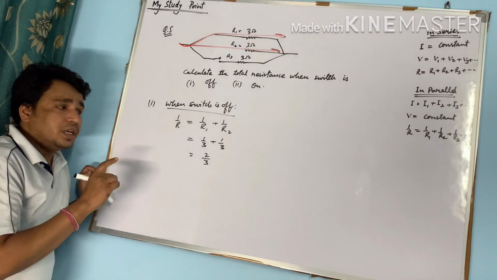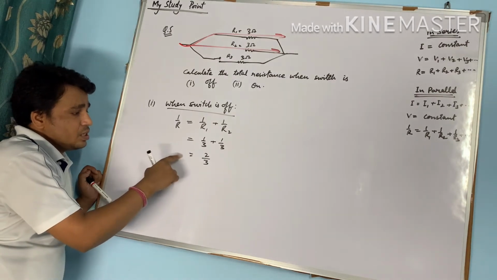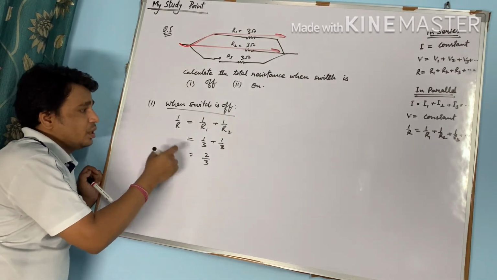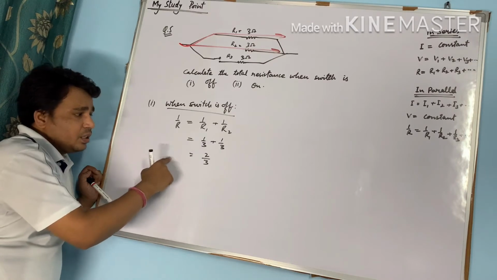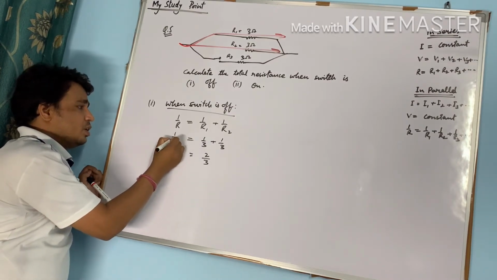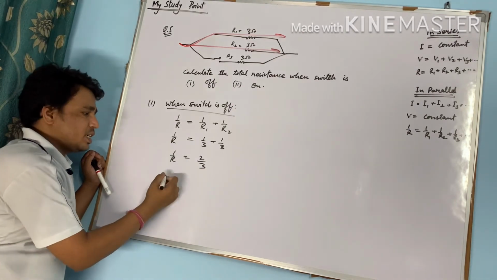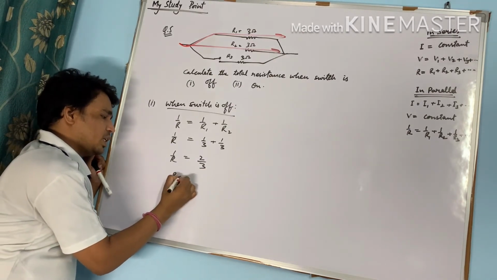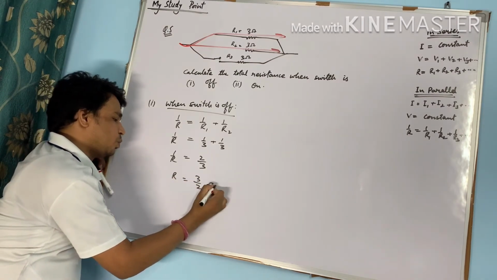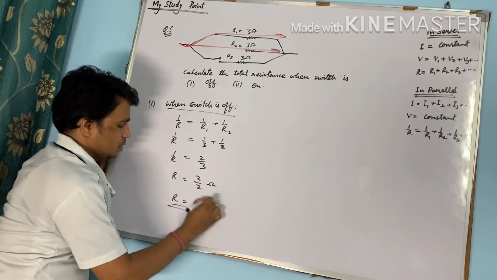Now remember one thing, never leave the left side blank, because the final answer is not this one. If you leave the left side blank, the answer will be 2 by 3 ohm, but actually it is not the final answer. So 1 by R is 2 by 3. So we have to inverse both the sides. So the resistance will be 3 by 2 ohm, or 1.5 ohm is the answer.